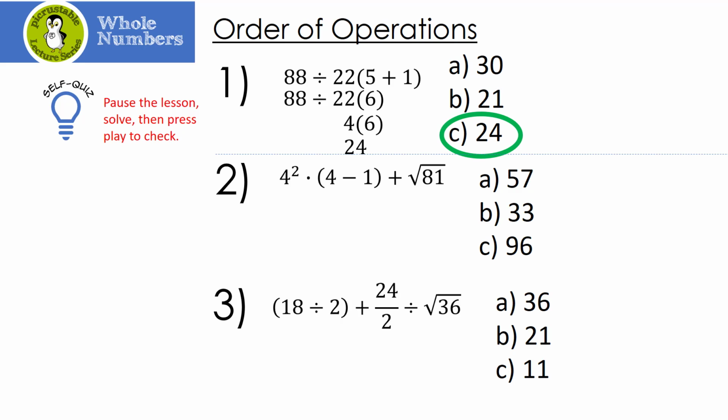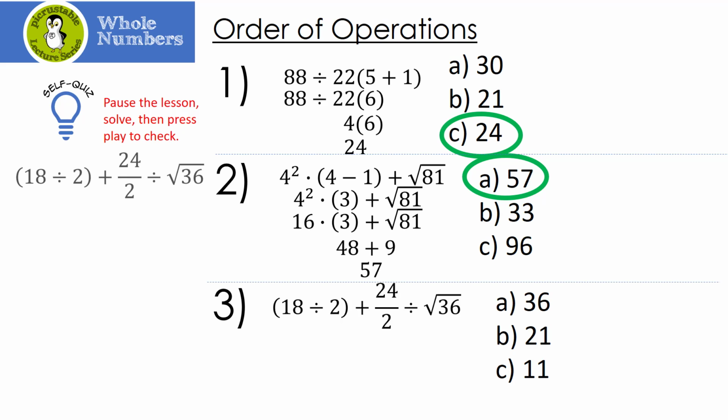Once again, we have parentheses, so we need to do that one first. 4 minus 1 is 3. Next, we have exponents and square roots, so we need to start from the left. 4 squared is 16, and then the square root of 81 is 9. Ooh, I kind of took a shortcut. Shouldn't have done that, but 16 times 3 is 48. 48 plus 9 is 57.